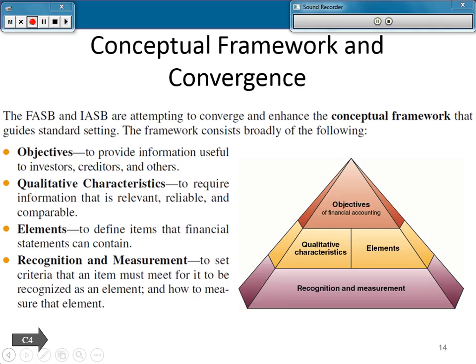Is it going to be useful information still to us if you adopt IFRS? Is it going to be relevant, reliable, and can I compare it to your competitors? What financial statements are going to be in place in order for me to verify that? And also, how do you recognize things differently on your financial statements, such as inventory? What are those elements, and how is that going to change under the new system?